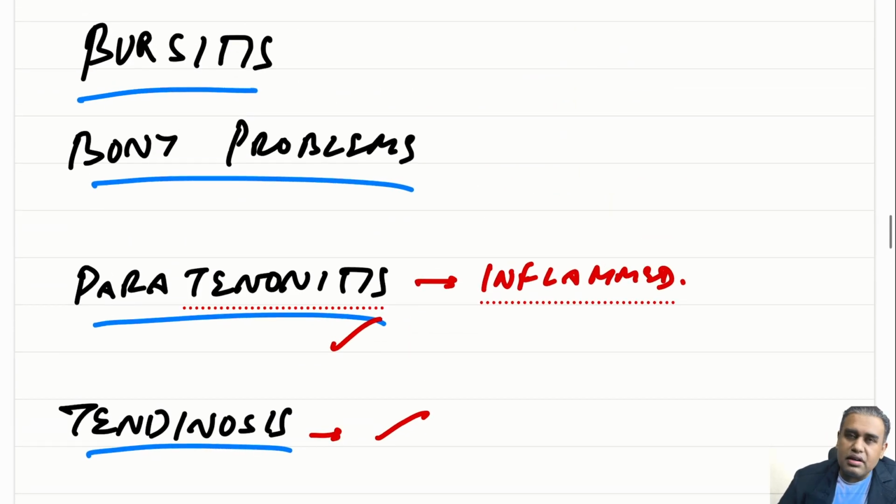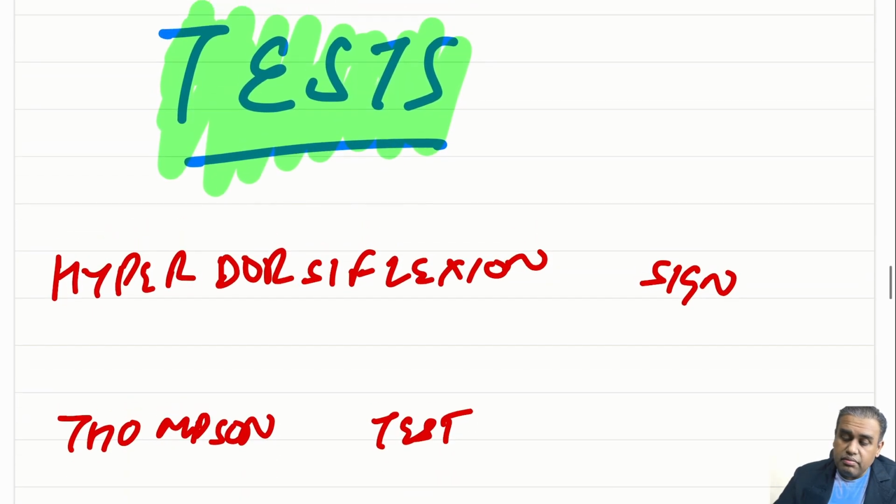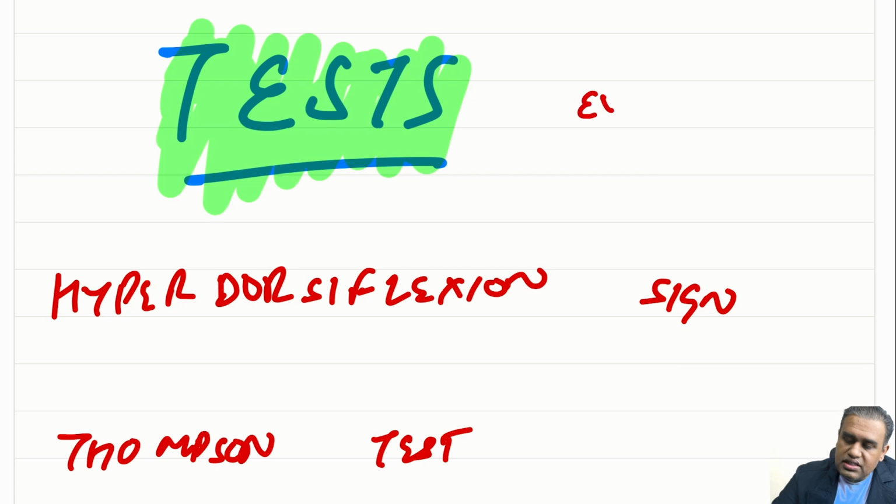You will ask the history, what happened. He might normally explain that suddenly, while I was playing this, this happened. I was just starting to jog, or in the middle of a jog, whatever it is. What are the various tests? By tests I mean the ones you do on a physical examination.